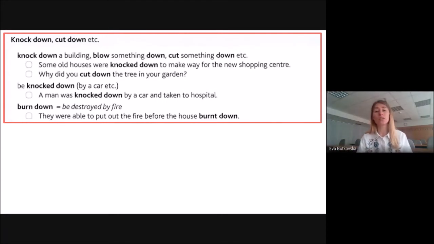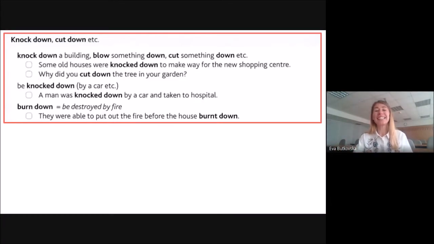Some old houses were knocked down to make way for the new shopping center. So some old houses were destroyed to make way for the new shopping center. Or a question: why did you cut down the tree in your garden? So why did you cut it down using a saw?